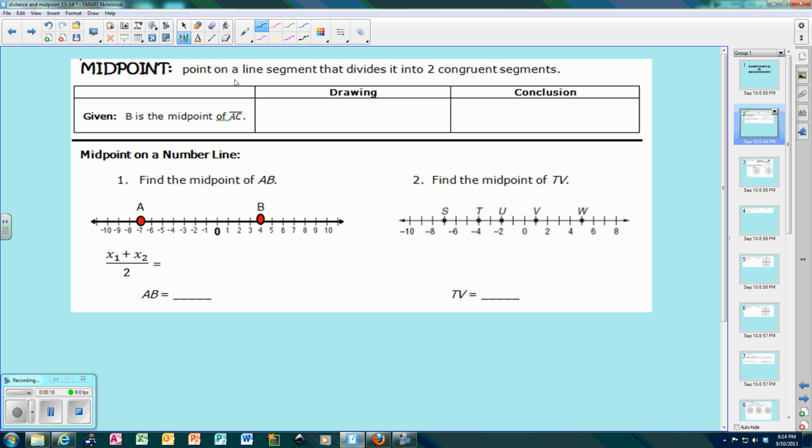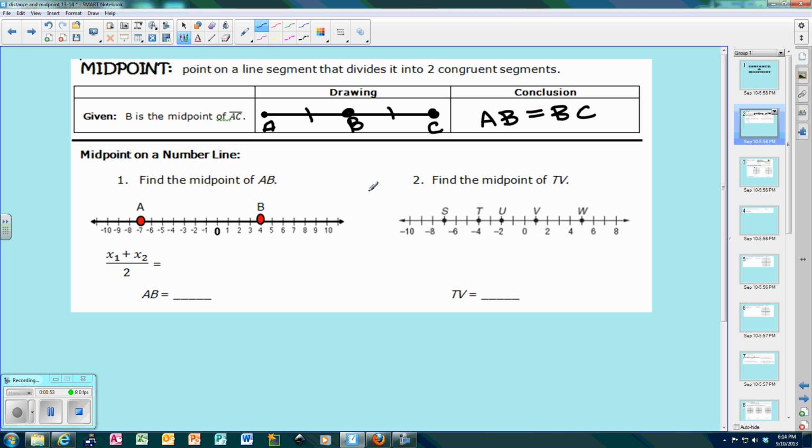So given that point B is the midpoint of AC, what I need to do is construct a line segment, and we are going to make a little dot on the end. So I have line segment AC. And then I'm going to put a point B on there so that I have a midpoint. Now my conclusion is that AB is equal to BC.